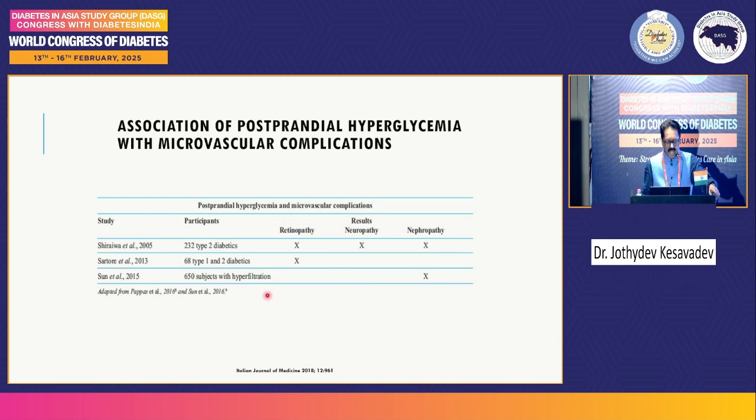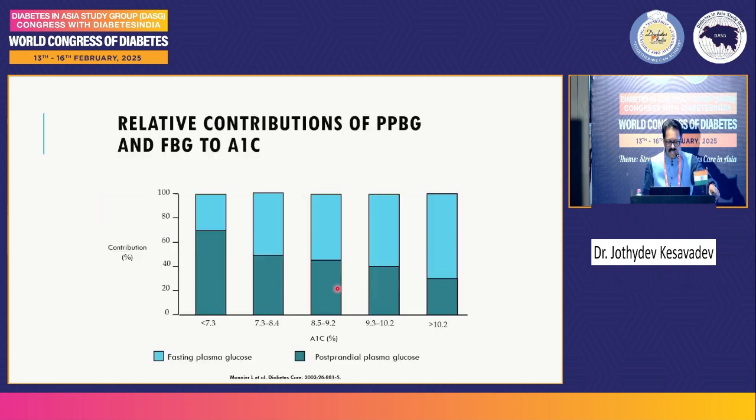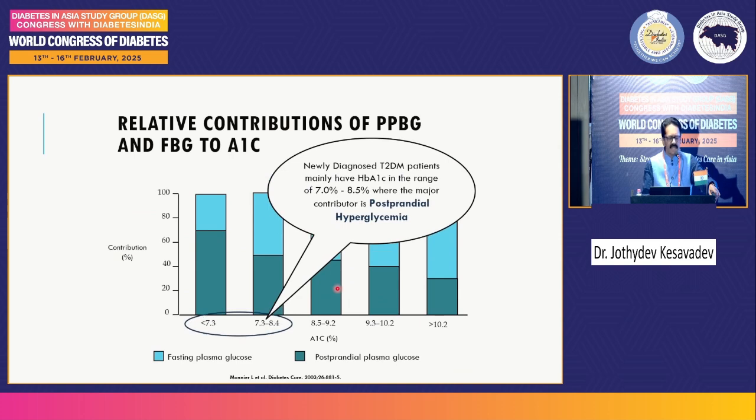The PPG and the microvascular complications and the huge burden, and you probably have seen this slide a minimum of 1,000 times in the lectures. Yeah, when the A1C is gradually reaching 7, the contribution from the postprandial glucose is still a huge contribution to the overall hemoglobin A1C.